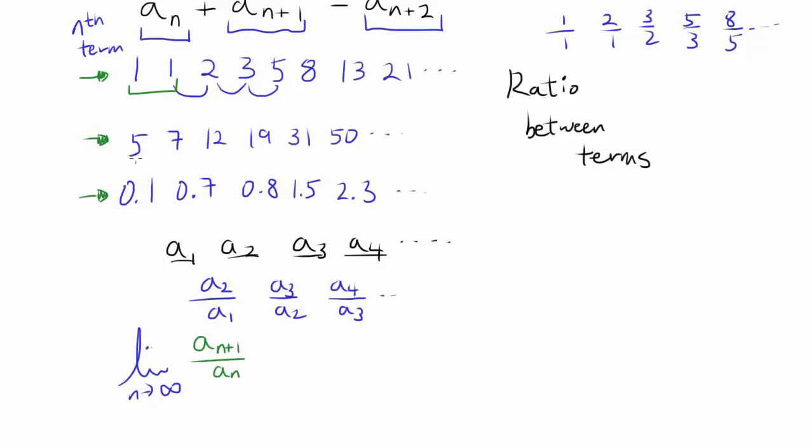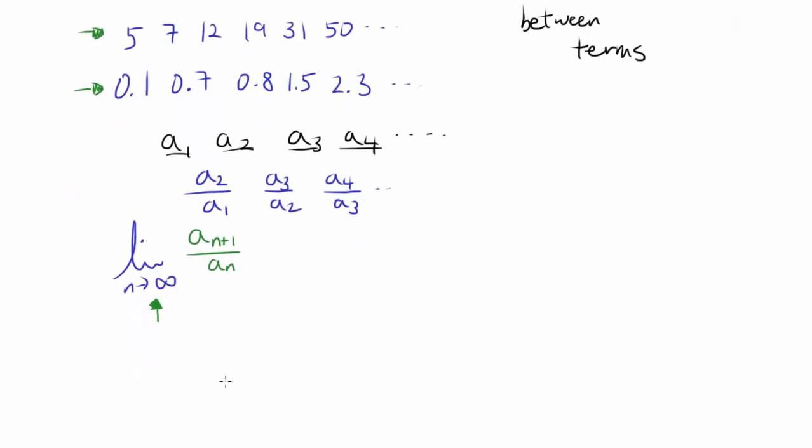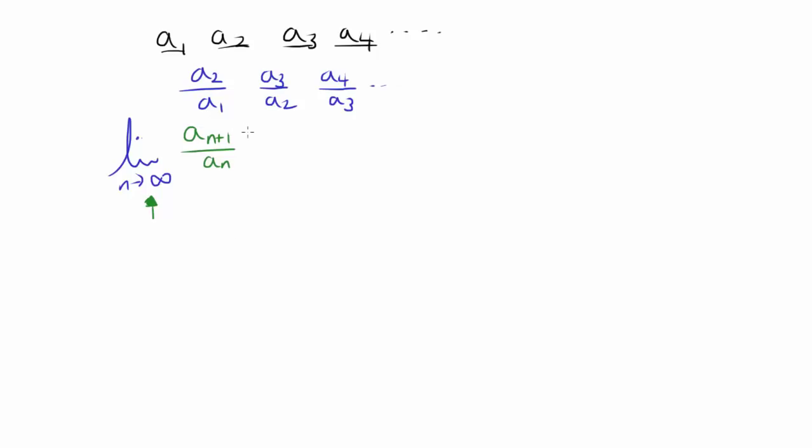It should work for every single Fibonacci sequence. So you can either start with 1, 1, or 5, 7, or 0.1, 0.7. It does not matter. If you take any Fibonacci sequence and you try finding the ratio between the terms, what is this ratio going to tend to as you're looking at n increasing without bound? What is the limit of the ratio as you're doing it many, many times? And the answer is this ratio is called the golden ratio.